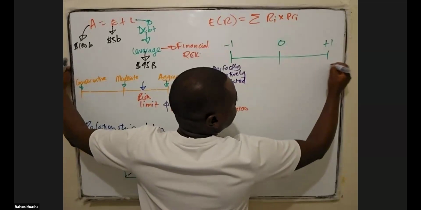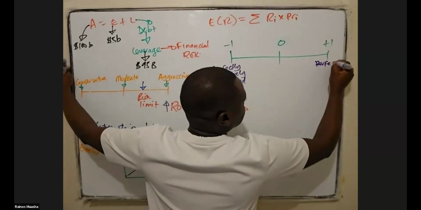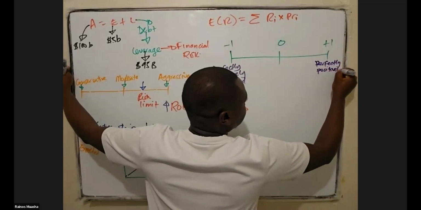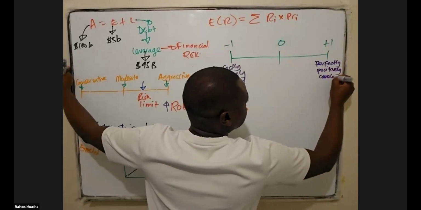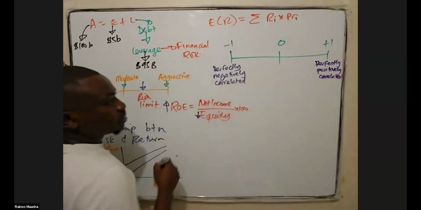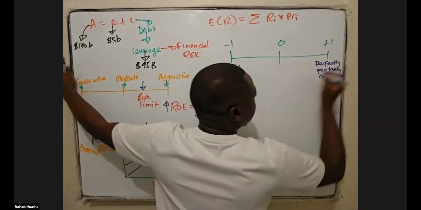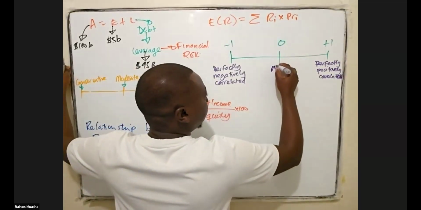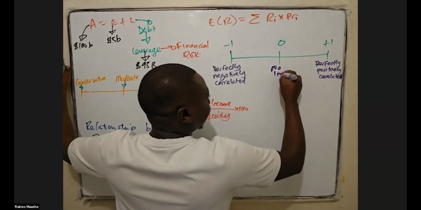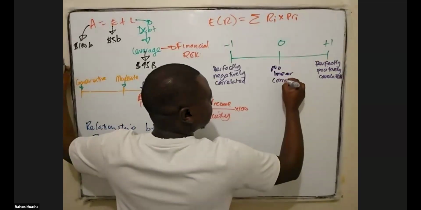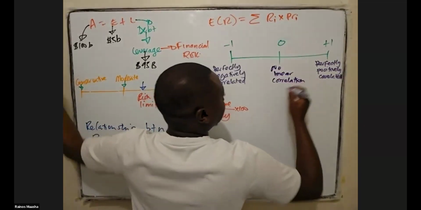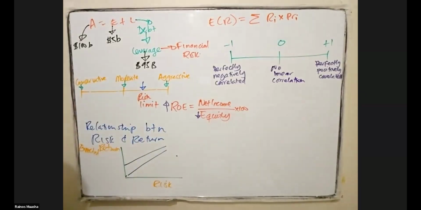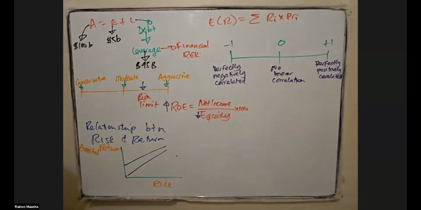When they are at +1, we say they are perfectly positively correlated. And when it's zero, we say there's no linear correlation. So when the correlation coefficient is at zero, we say there is no linear correlation.